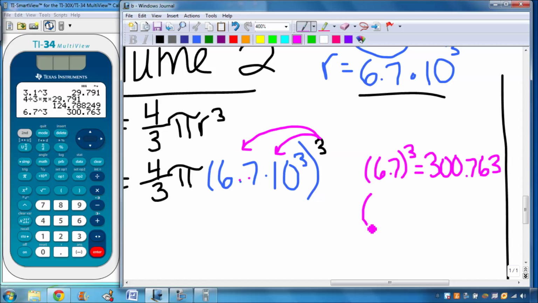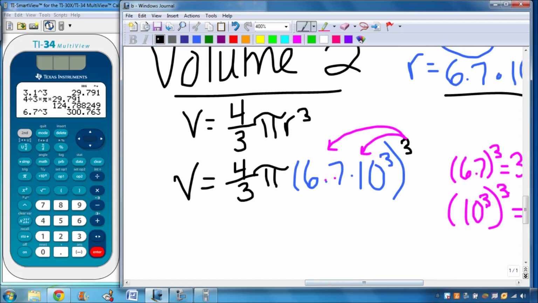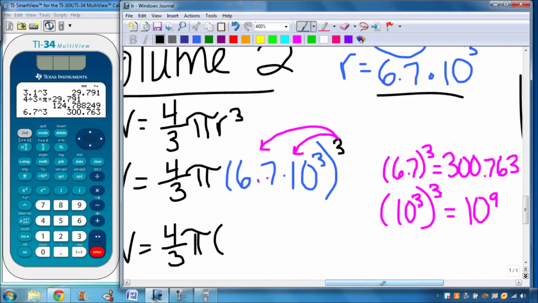Now let's cube 10 to the 3rd power. So it's 10 to the 3rd power cubed. That means I got to multiply these 3's together, so I get 10 to the 9th power. So I end up getting V equals 4/3 pi times 300.763 times 10 to the 9th power.